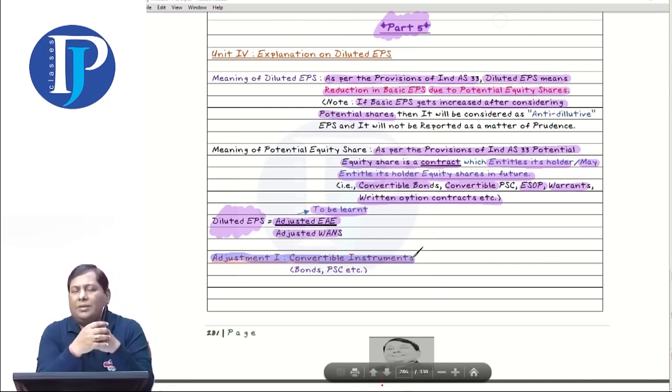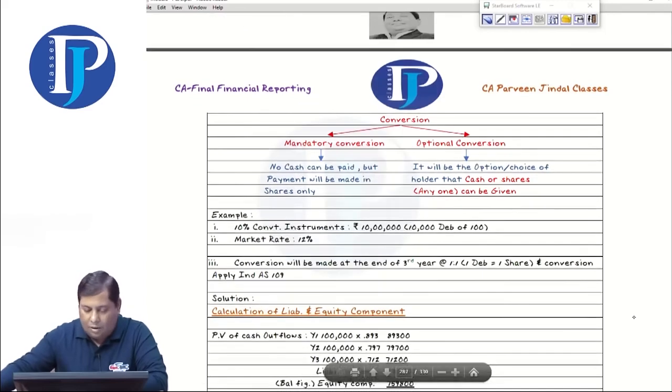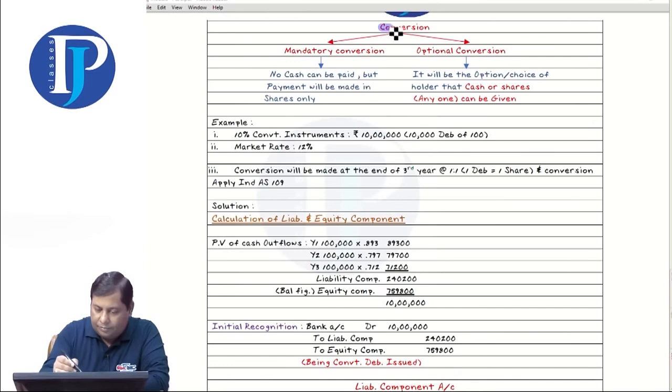So first of all, what did we discuss in class? That conversion is of two types. One is a mandatory conversion and one is optional. See this on screen. One is a mandatory conversion and the other is an optional conversion.